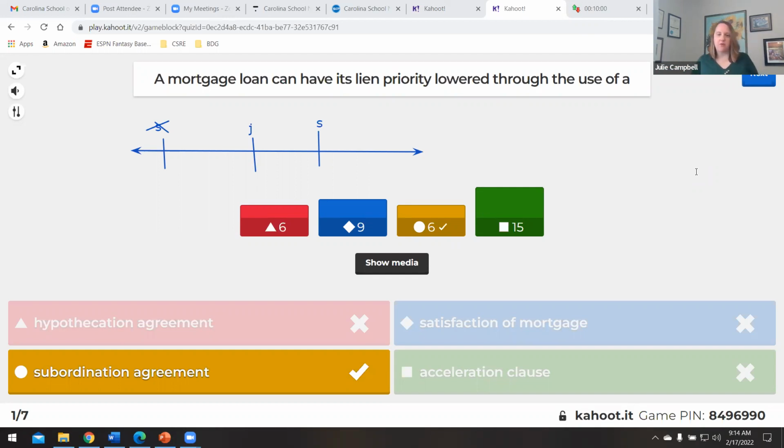Satisfaction of mortgage, that's what we get up and go to work for every day. Satisfaction of mortgage means you paid that thing off. You've satisfied the mortgage, deed of release. And then hypothecation agreement, that's the pledge you take. Basically, I will pay you back, your pledge to the lender. Questions on this one?